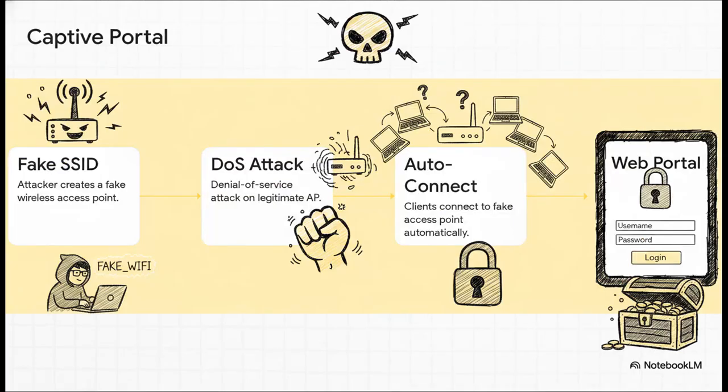Crazy, right? Let's break down the exact sequence of how this trap is sprung, usually through what's called a captive portal attack. Step 1, the attacker creates that fake network name. Step 2 is kind of aggressive. They launch a denial of service attack against the real access point, effectively knocking it offline. Step 3, your laptop, which is now completely desperate for a connection, just auto-connects to the attacker's fake but very strong signal. And finally, Step 4, a fake web portal pops up asking for your login. The very second you type it in, boom, your password is stolen.